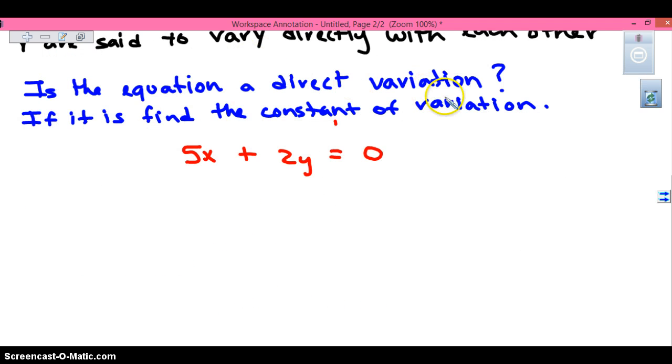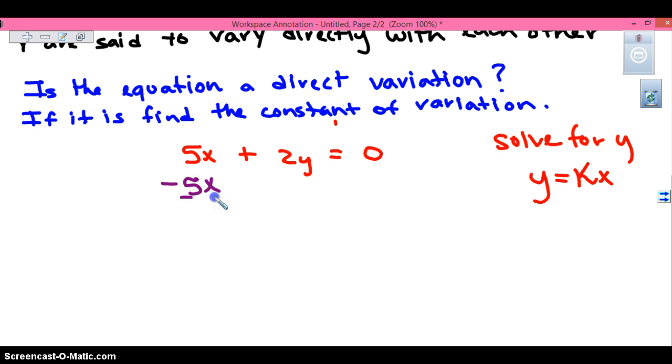So is the equation a direct variation? If it is, find the constant of variation. To find out if this equation is a direct variation, we have to solve for y. In other words, we need to write this equation in the form of y equals kx. If we have to solve for y, that means we need y by itself.